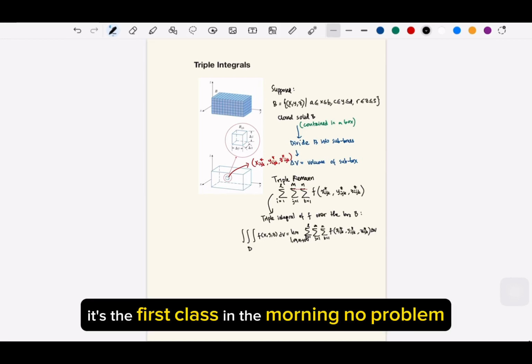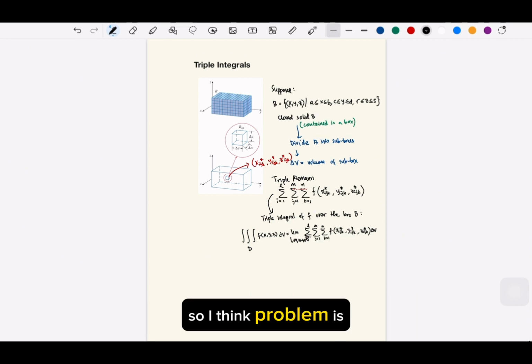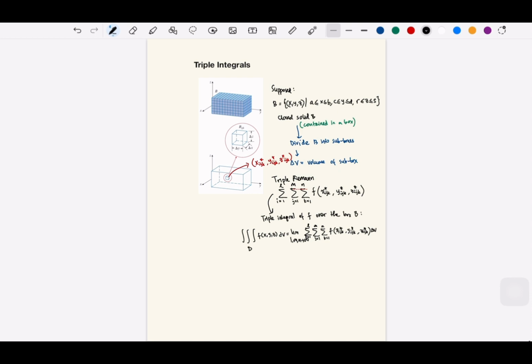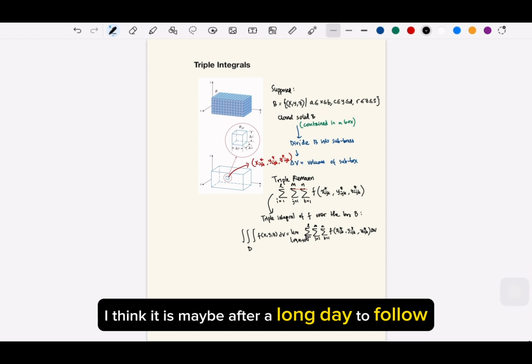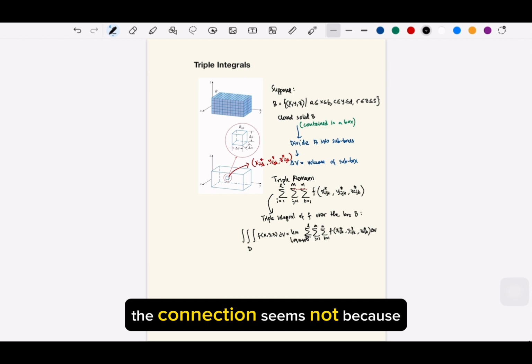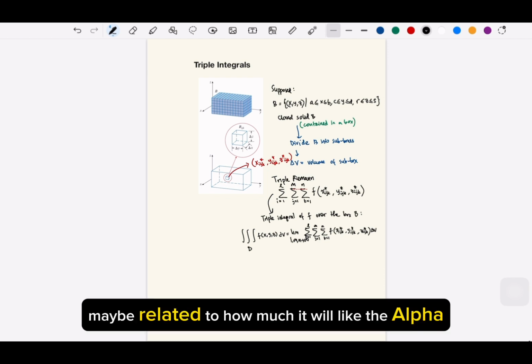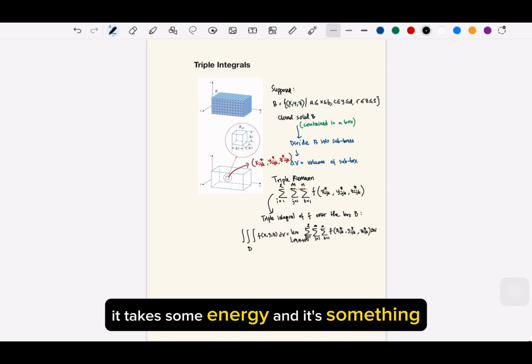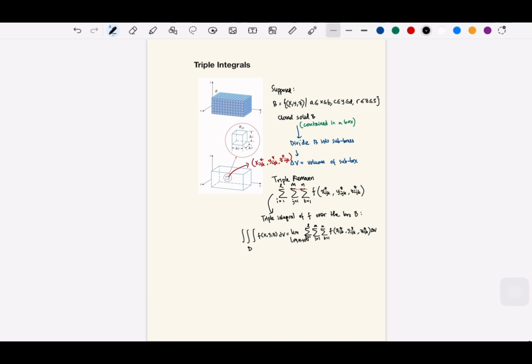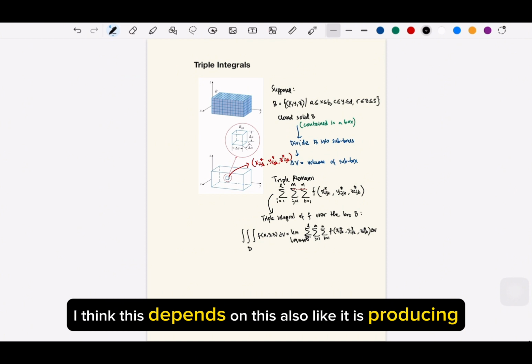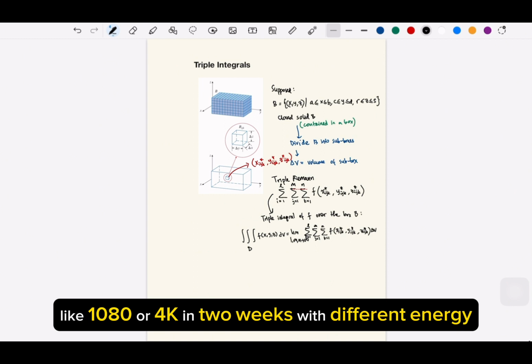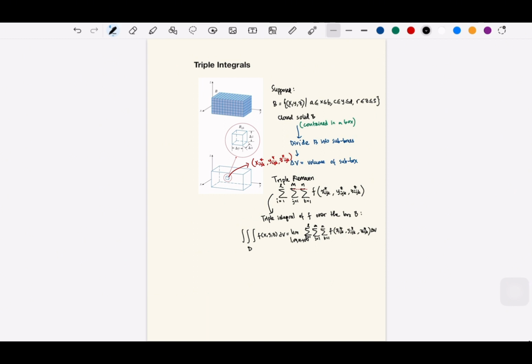With the first class in the morning, no problem. It doesn't have any disconnection, so whatever. So I think the problem is the projector. I think it is maybe after a long day, too hot, the connection seems not really good, maybe related to how much output it has to produce, right? Because it takes some energy and it's exhausted. I think this depends on whether it's producing 1080 or 4K, it will use different energy. So maybe that is the problem.